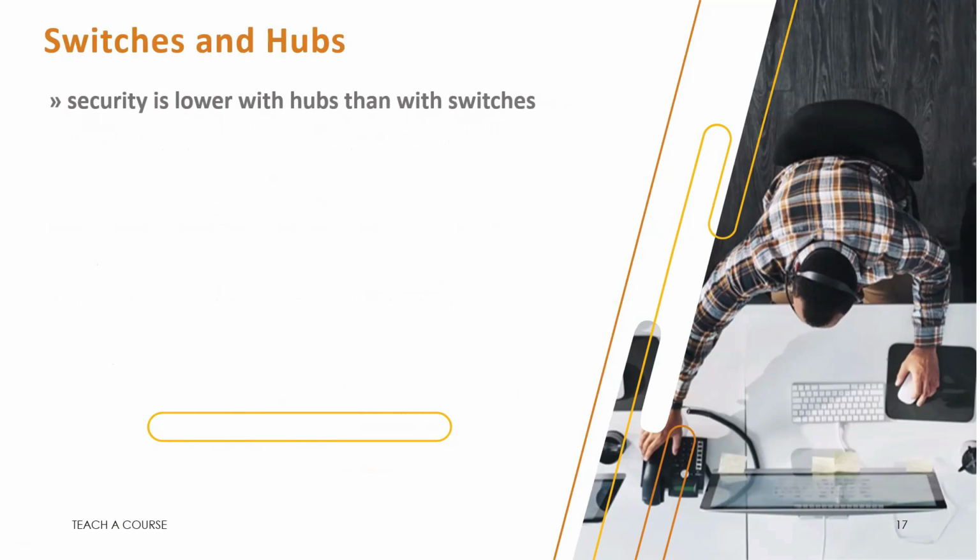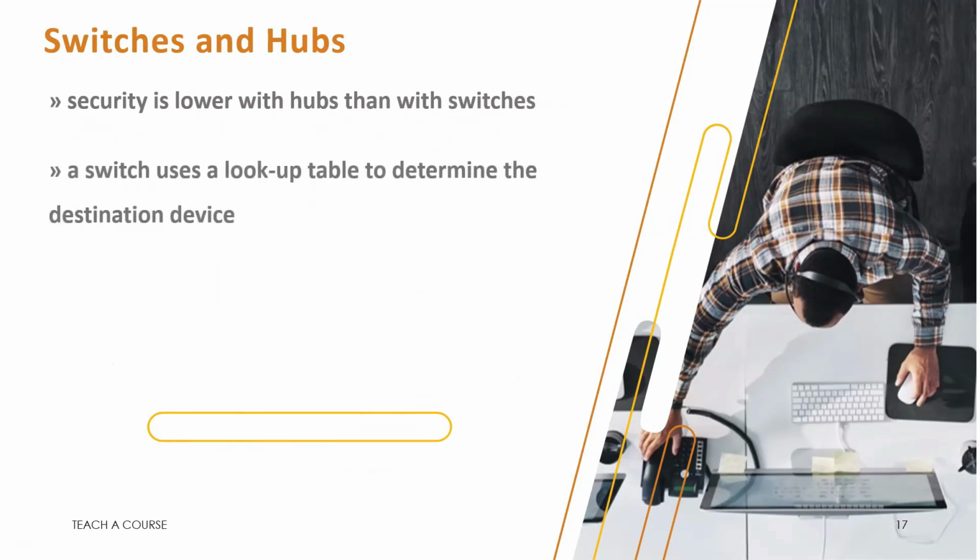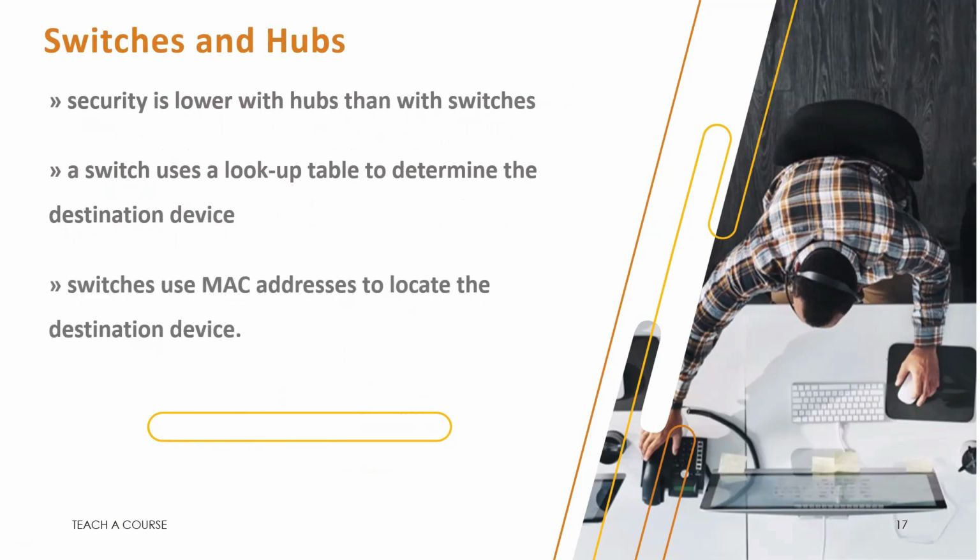So security is lower with hubs than switches. That's the difference. A switch uses a lookup table to determine the destination device. A hub does not do that. Switches use MAC addresses to locate the destination device.